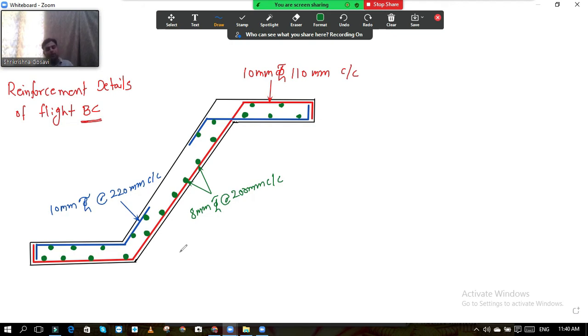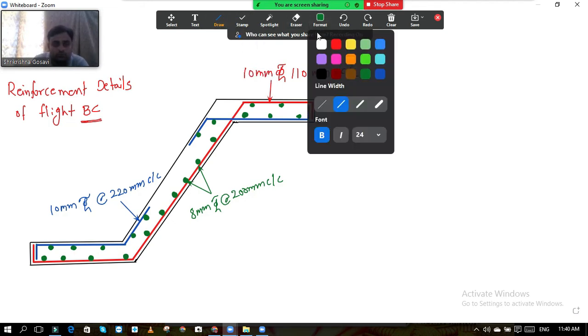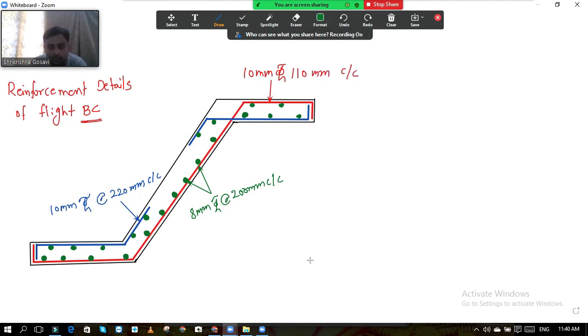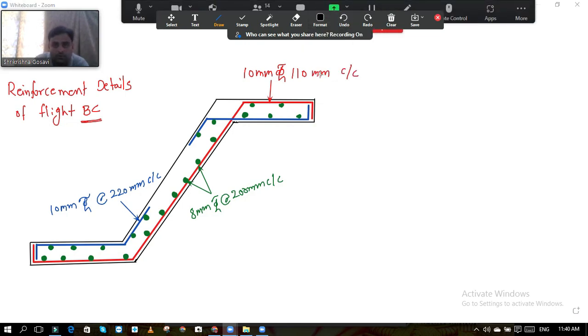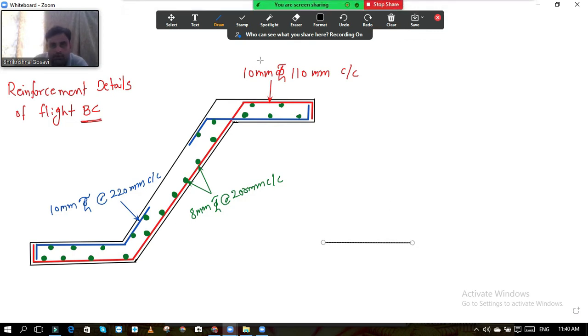This is the reinforcement details for flight BC. The same we can draw for flight AB. Okay. So for flight AB, again the same thing will be there. This is your approach. Then the going length. Here will be the landing.